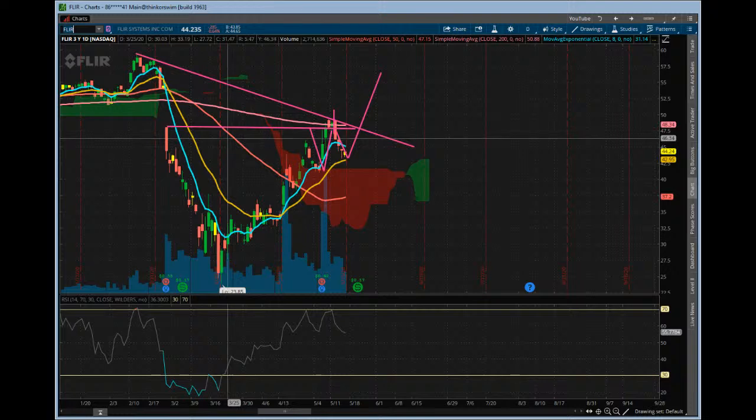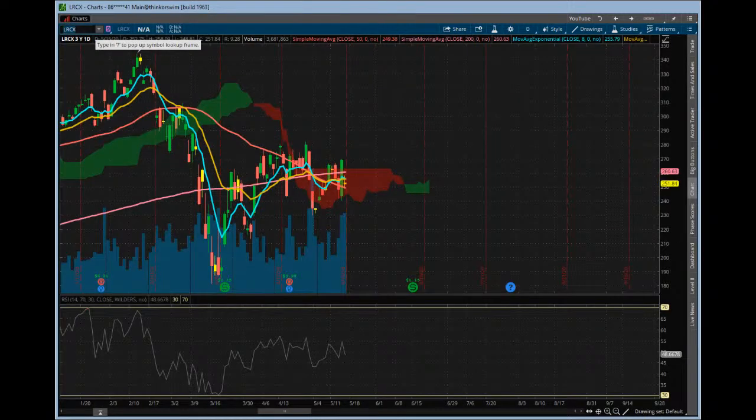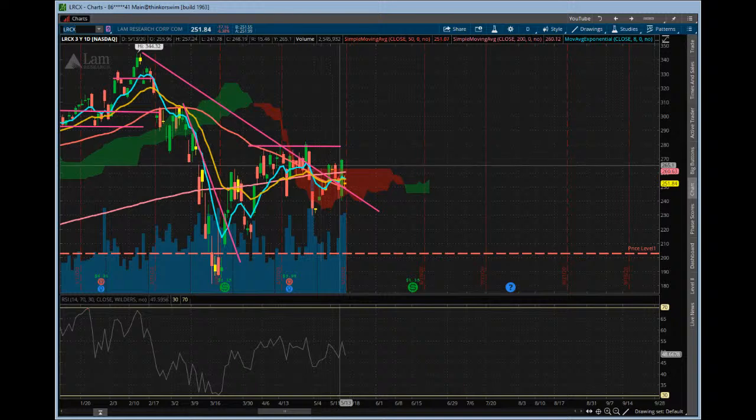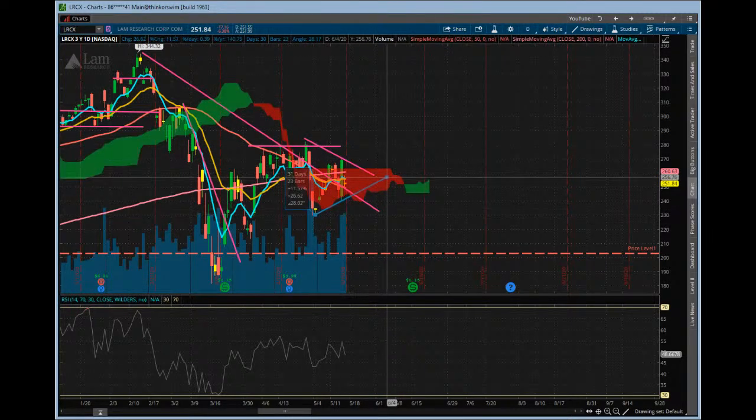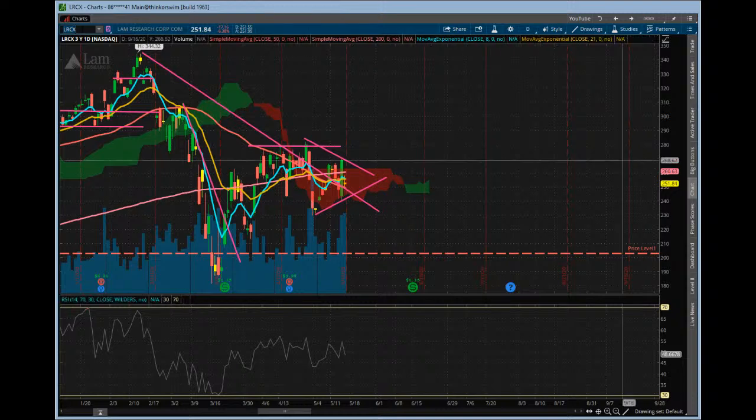Mark, yeah, my pleasure. GSK, LRCX. Let's take a look. Inside day and a big candle might get contained there for a little bit, right? But you've got a geometric line right here, a little triangle type thing going on. LRCX, tricky one to trade.